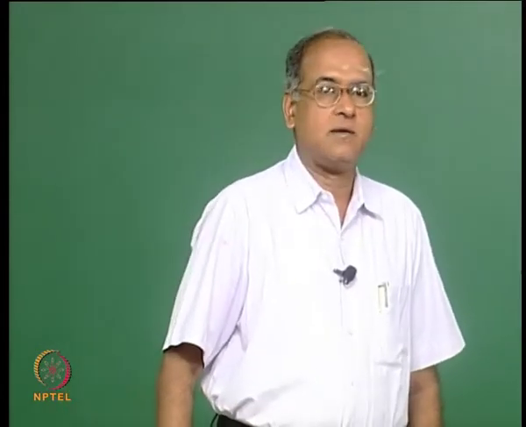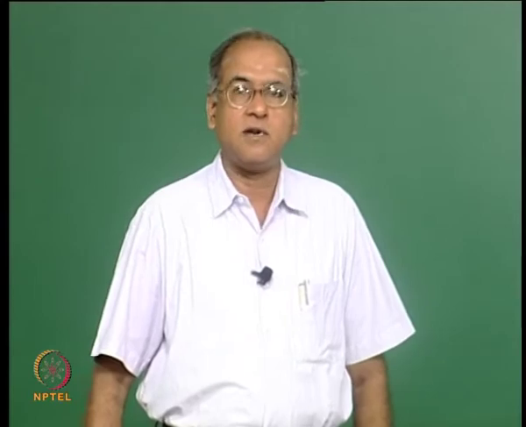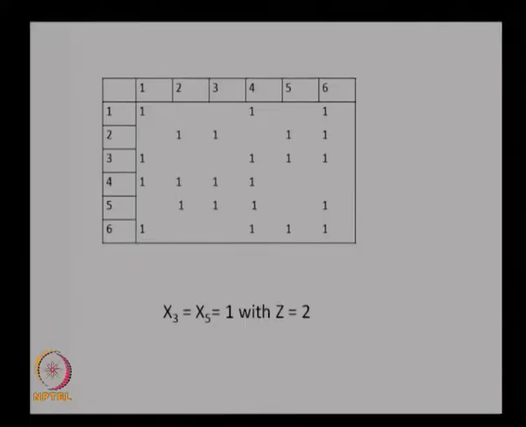So, we saw the first model that would minimize sigma x_i, where x_i equal to 1 if machine i is chosen, and we saw a solution with x_3 equal to 1 and x_5 equal to 1 with z equal to 2. Now, x_3 equal to 1 means machine number 3 is chosen, x_5 equal to 1 means machine number 5 is chosen, and we can now see that all the 6 operations can be carried out either on machine 3 or on machine 5, because machine 3 can carry out operations 1, 4, 5 and 6, while machine 5 can carry out 2, 3, 4 and 6.